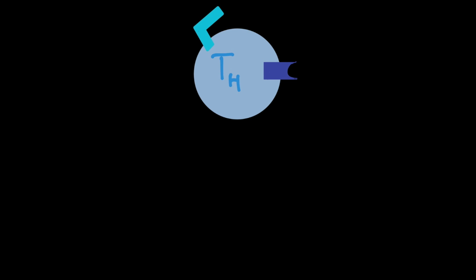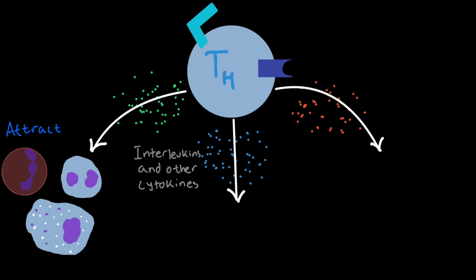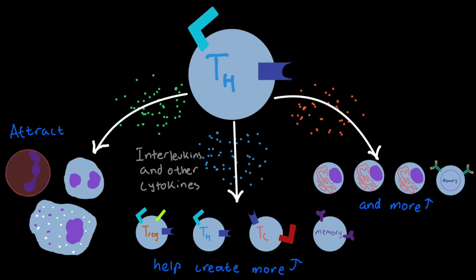Now, what are the actions of helper T cells and cytotoxic T cells in attacking a foreign pathogen? Well, helper T cells play an important role in humoral and cellular immunity. When they are activated, helper T cells secrete interleukins, and these interleukins can attract neutrophils, natural killer cells, and macrophages to the area of infection, as well as aid in T cell and B cell clonal selection.